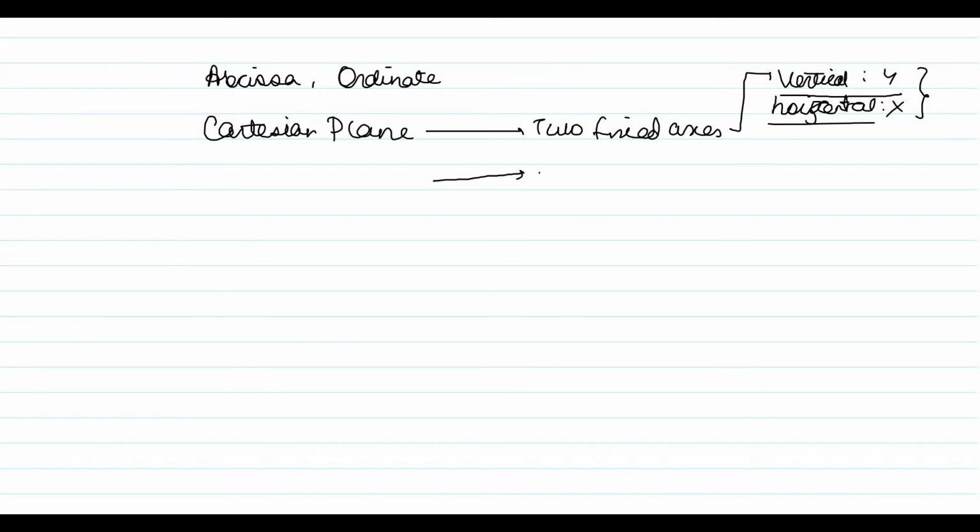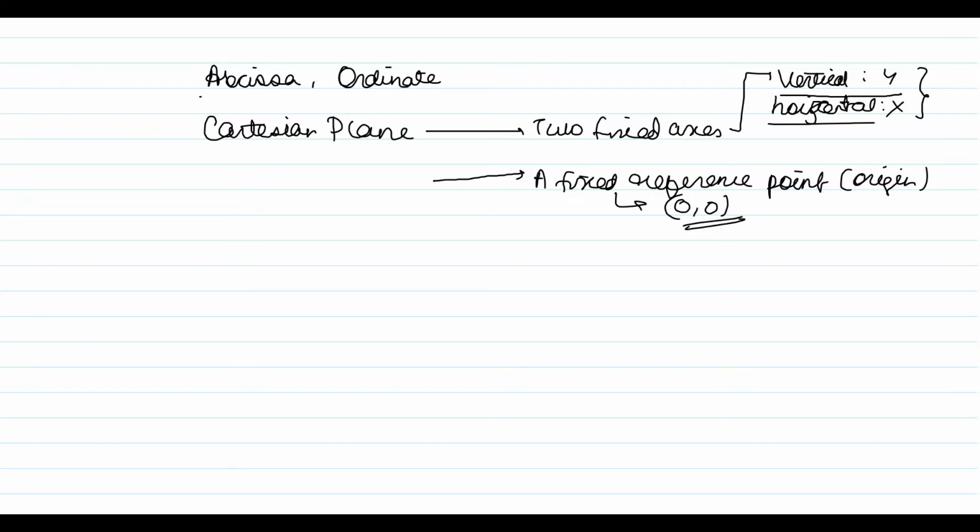And then we had also said that it must also have a fixed reference point, and we called that reference point an origin. And again we said generally we take this origin to be 0, 0, and you can pretty much shift this origin to any other point on the coordinate axis.